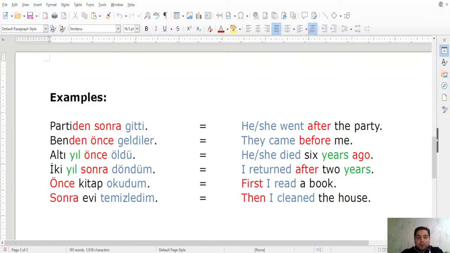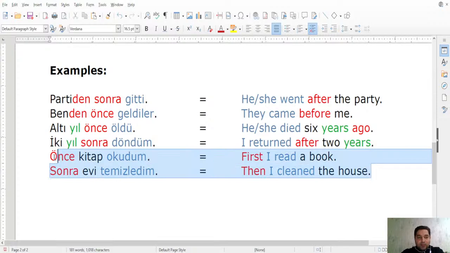The second couple here is about the duration. 6 yıl önce öldü. He, she died 6 years ago. 6 yıl, not yıllar again, right? It's singular. 6 yıl önce öldü. He, she died 6 years ago. Or 2 yıl sonra döndüm. I returned after 2 years. I came back after 2 years.